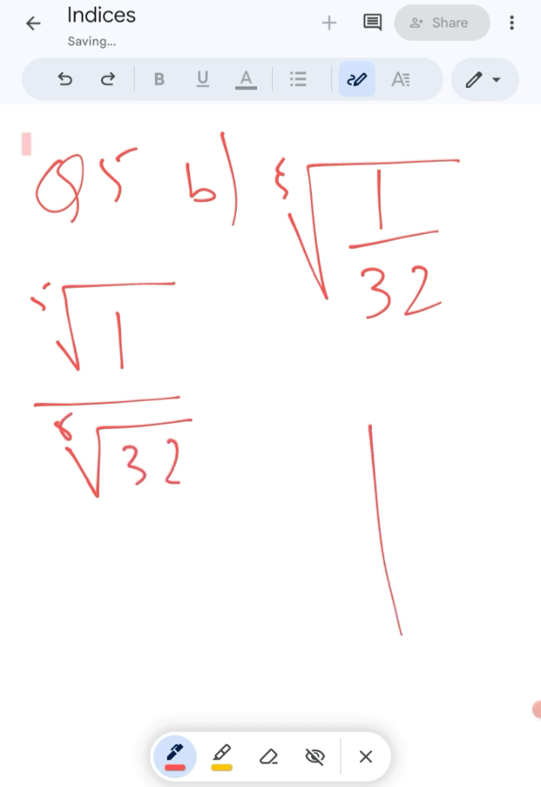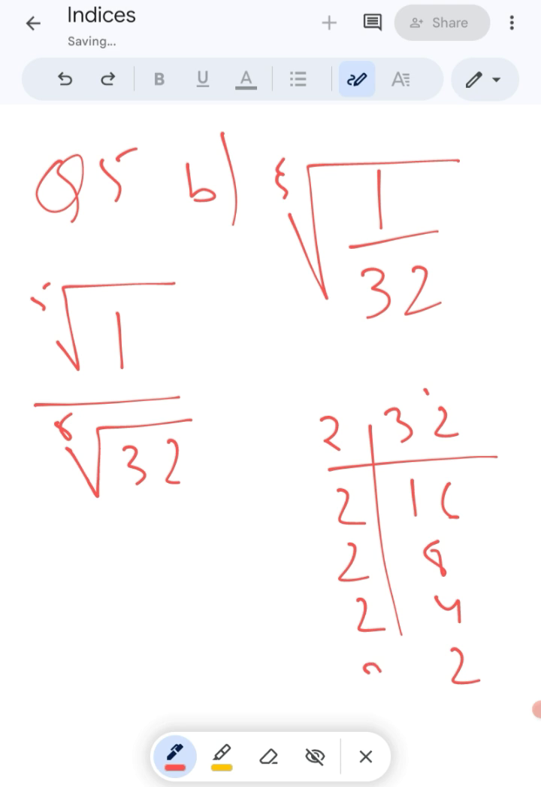Now let's find the root of 32. 2 multiplied by 1, 2 multiplied by 6, 2 multiplied by 8, 2 multiplied by 4, 2 multiplied by 2, and 2 multiplied by 1. So this means 1, 2, 3, 4, 5. 2 times 5 is the root of 32. So now my answer is going to be 1 upon 2. Okay. Moving on.